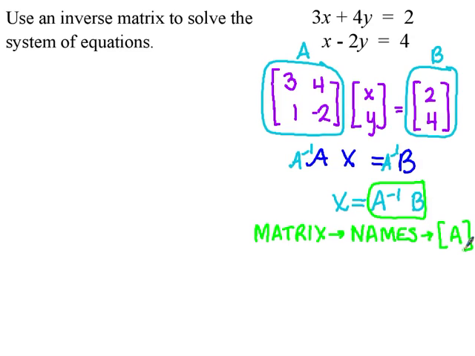Now what we need to do is get that little -1 power. If you look at the matrix button that you hit in blue, hit that again and notice what it does. It does the little -1. Now you're going to go matrix, names, and what are you going to hit this time? B. Matrix, names, B, hit enter.